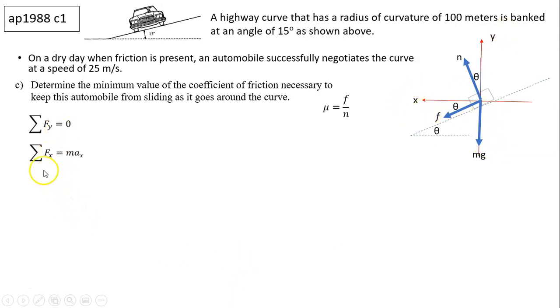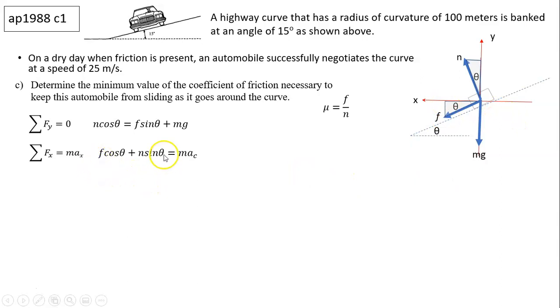So from Newton's second law, we have force in the y direction has to be 0 because the car is not going up and down. Force in the x direction, the net force produces centripetal acceleration. So sum of Fx equals max. Force in the y direction equals 0. That means upward force equals downward force. Upward force is the ny, which is N cosine theta. Downward force is F sine theta plus mg.